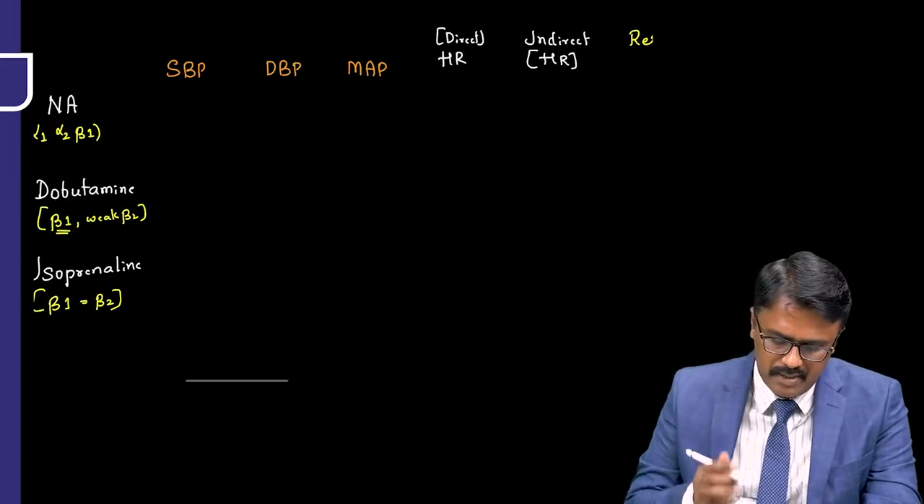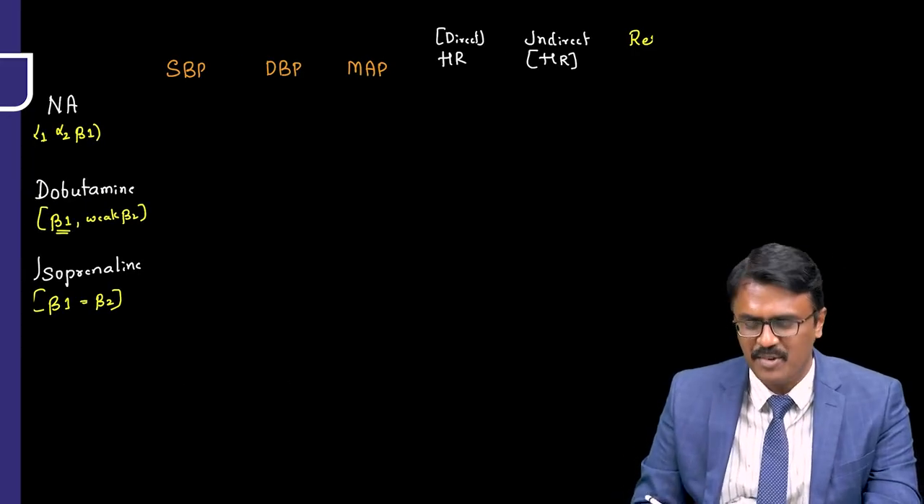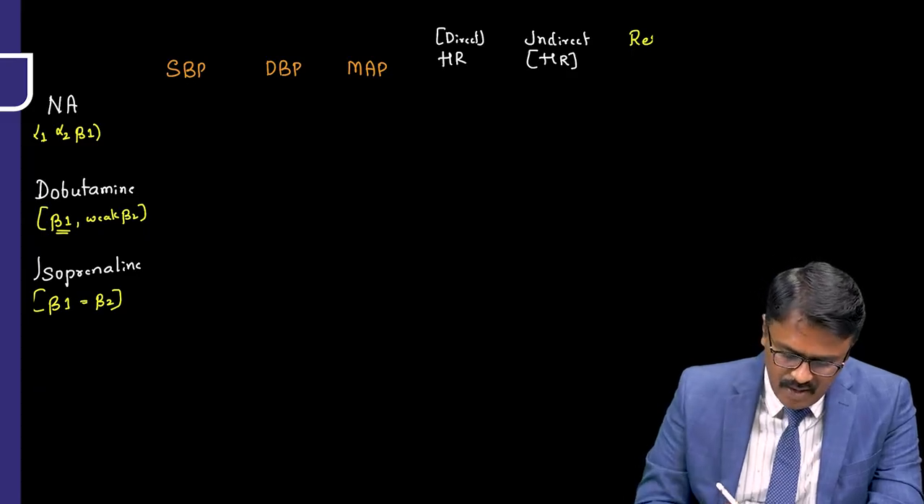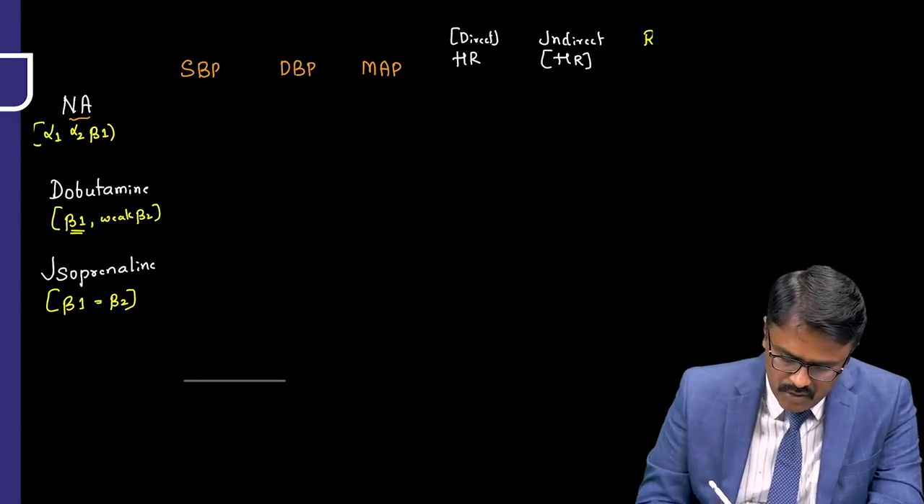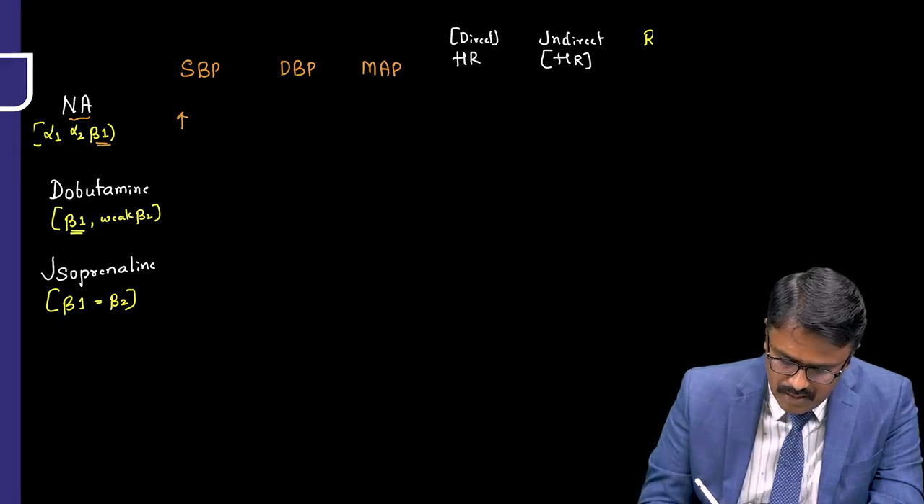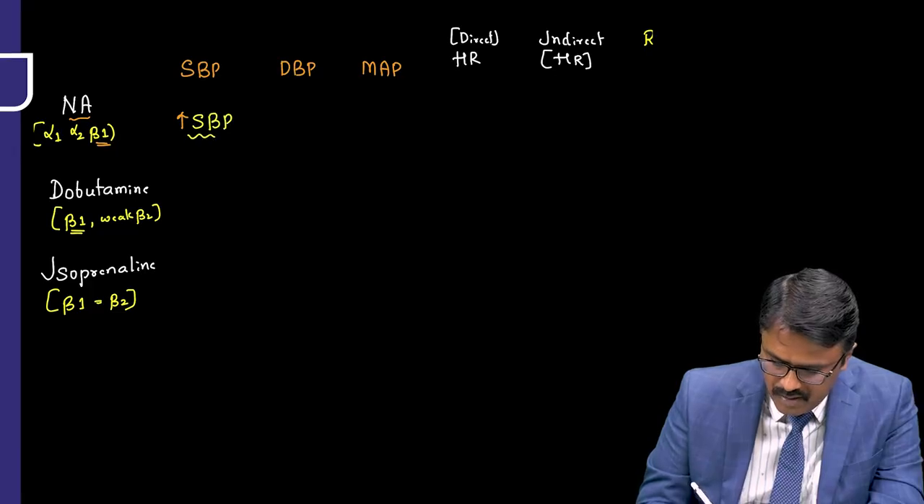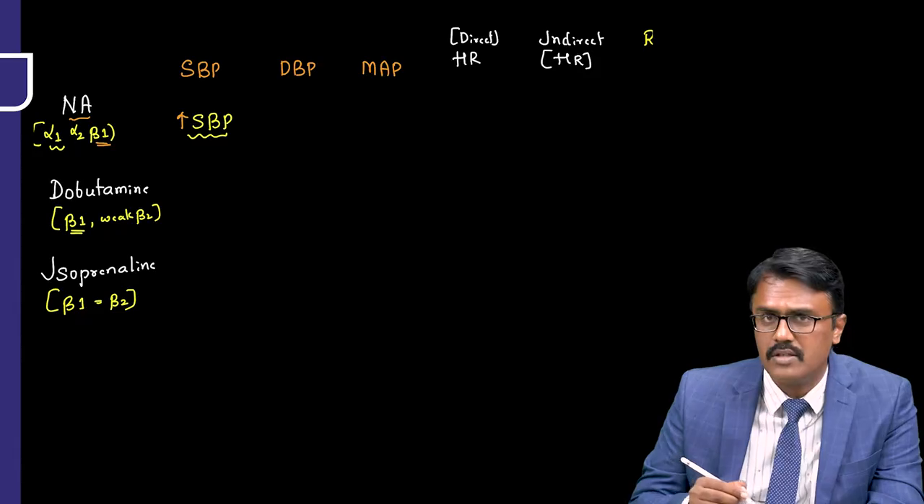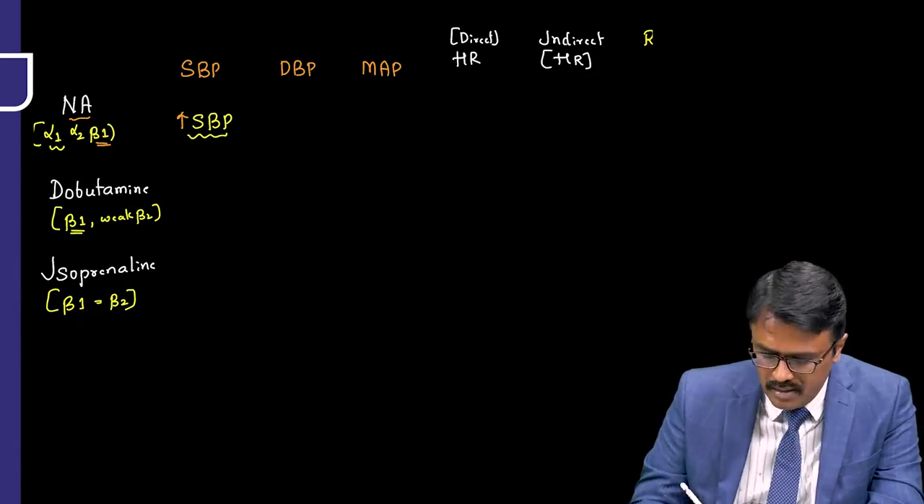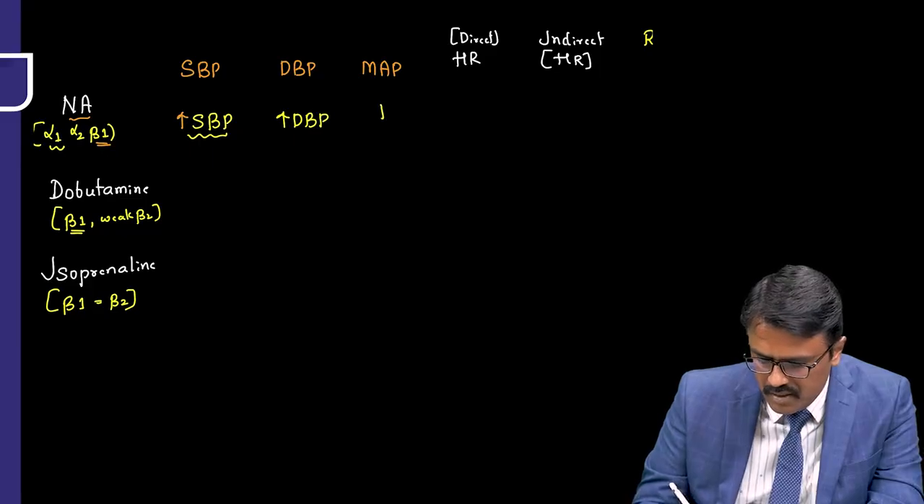Let us understand these parameters. Clear? Yes. Now you have to help me in this. You know these graphs already. Noradrenaline acts on beta 1. So if it acts on beta 1, obviously it increases the systolic blood pressure. Now since it acts on alpha 1, it causes vasoconstriction and it can increase the diastolic blood pressure. What happens to mean arterial pressure? It also increases mean arterial pressure.